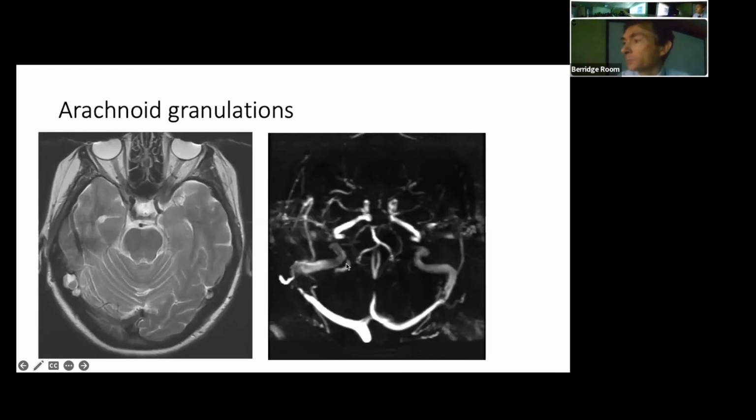And I'm duplicating my images again, but on MRV, I think this is taken from the same patient, you may see a flow gap at the site of an arachnoid granulation because the vein is narrowed by the arachnoid granulation, and there's a difference in flow as a result, which causes this signal loss. Again, that can be confusing on MRV. So that's just to show you an arachnoid granulation.